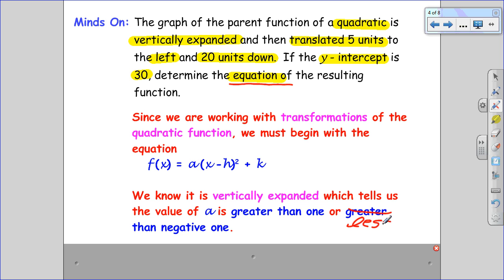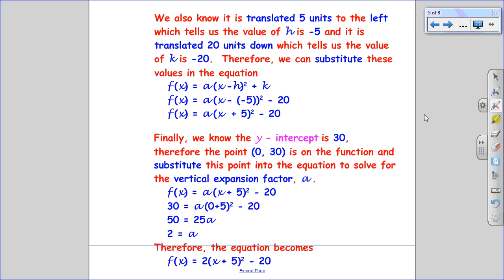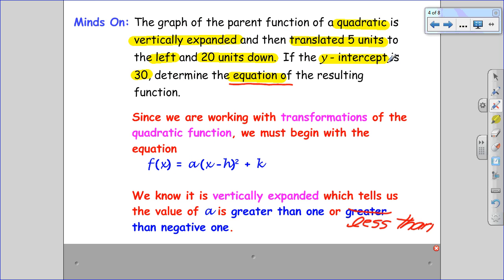Sorry for the typo. Okay. So I know my a has to be 1.5, 2, 10, or -3, -50, something like that. It can't be between -1 and 1. Okay. I did not want you to see all of that. So let's go back so you can't.